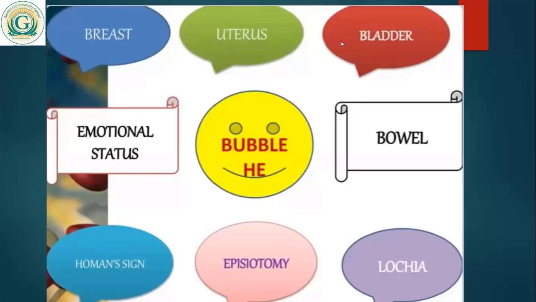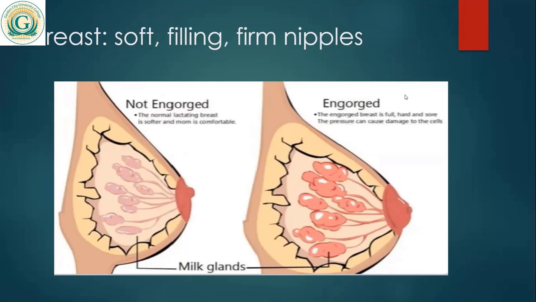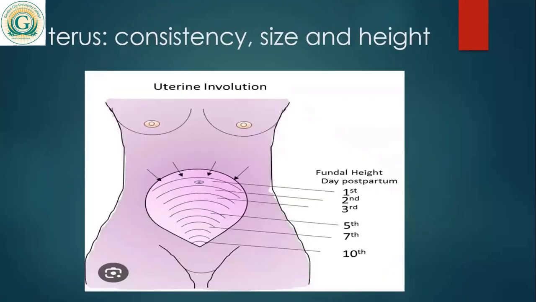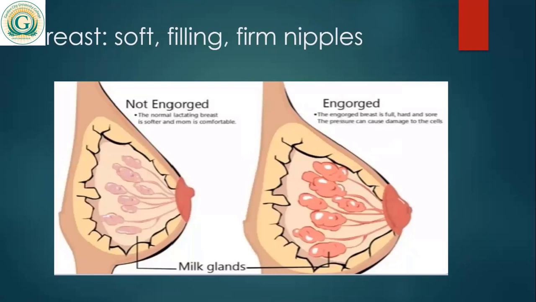Under the breast, we examine the breast. We check whether it's soft or hard. Ideally, in every postnatal woman, the breast should be soft. It shouldn't be hardened. You educate the woman on how to put the baby to breast, that is proper position and attachment of the baby to breast. You also teach the mother methods to prevent and treat breast engorgement. You encourage the mother to wear a proper bra. The nipple should be soft, pliable, and intact. Then you inform the mother that when she sees any abnormal findings like cracked nipple, breast engorgement, bloody nipple discharge, or any palpable mass, she should report to the facility. We can see from our picture that the normal breast is soft and pliable, and the engorged breast is full, hard, and painful.